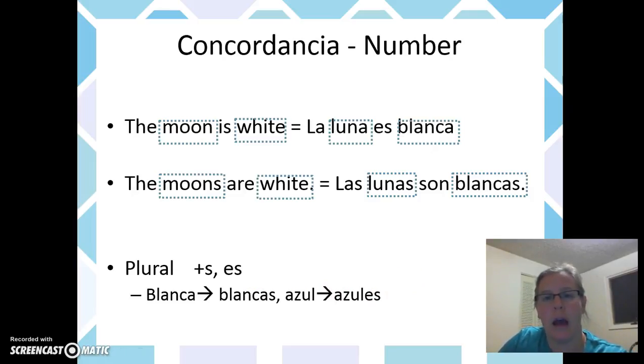So again, we were looking at how all of these words have agreement in gender and in number. And real quick, there's one more thing I want to point out to you if you'd like to make a connection to English. Even though we don't change our adjective for number, which seems kind of weird to us, we do change our verb for number. So we do use a little bit of concordancia or agreement in English. We just don't look at it that way, okay?